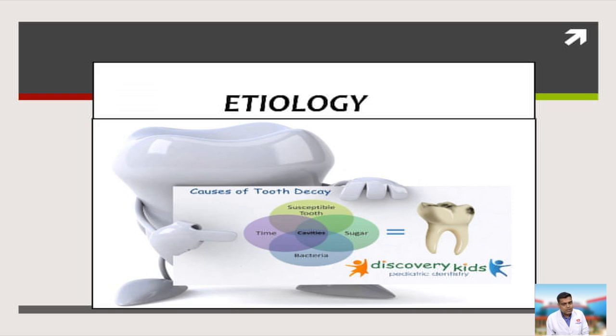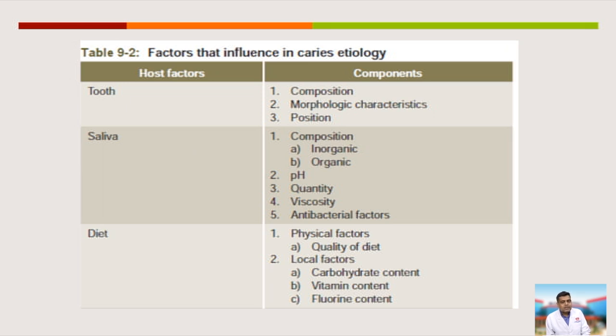Then coming to the etiology of dental caries, as you can see in this picture, for dental caries to occur, you should have bacteria, a susceptible tooth surface, a diet, that is carbohydrate diet or sugar, and time. All these factors cause dental cavity. Factors that influence the caries etiology include, first, the tooth, which includes tooth composition, morphological characteristics or position. The next is the patient's saliva, and third is the patient's diet.